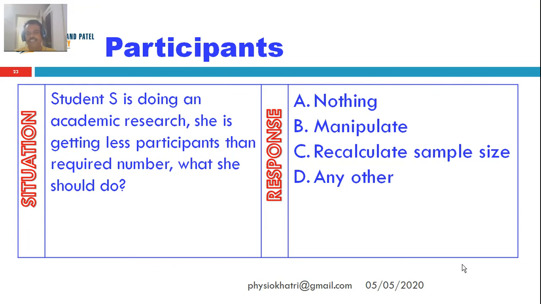Now, recalculating the sample size, once again, is not technically the perfect option, because before you started recruitment or enrollment of your participants, you must have calculated the sample size. So now look at the last option, any other option. Take the help of marketing people. Maybe you should come up with some kind of strategy that will improve the enrollment of participants in your research, and definitely the marketing people can help you. One of the best options is rewarding the participants for the research.